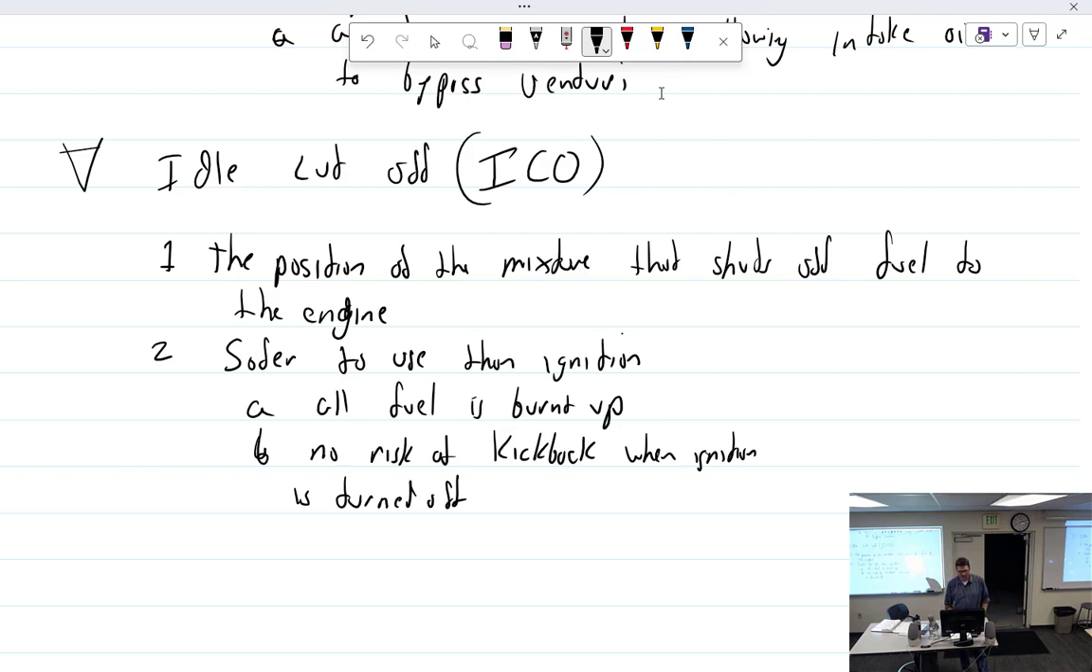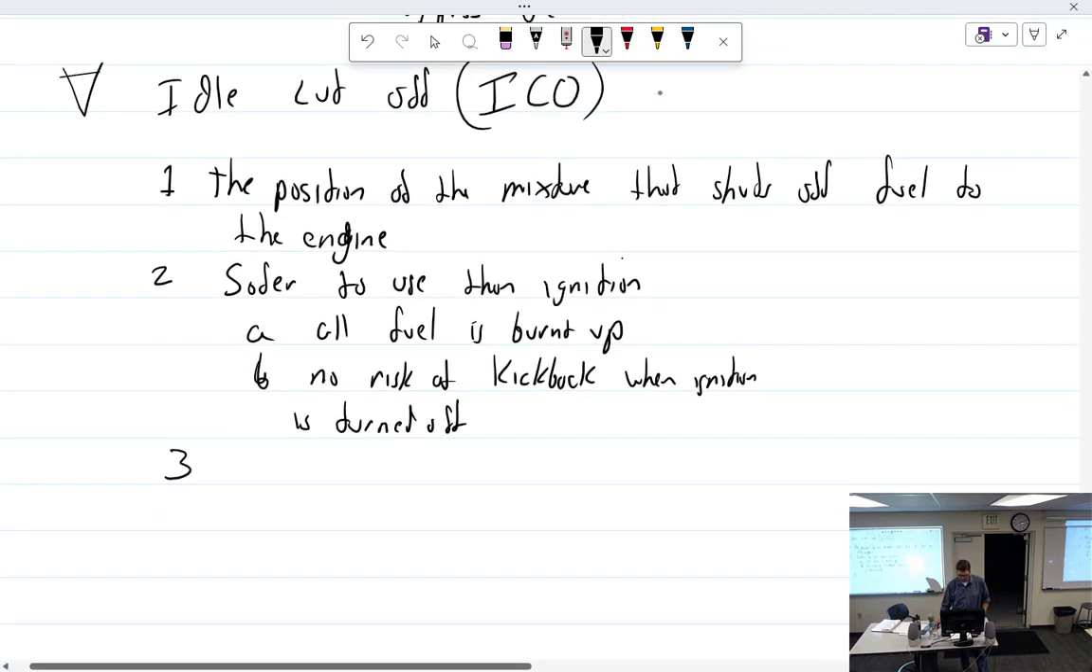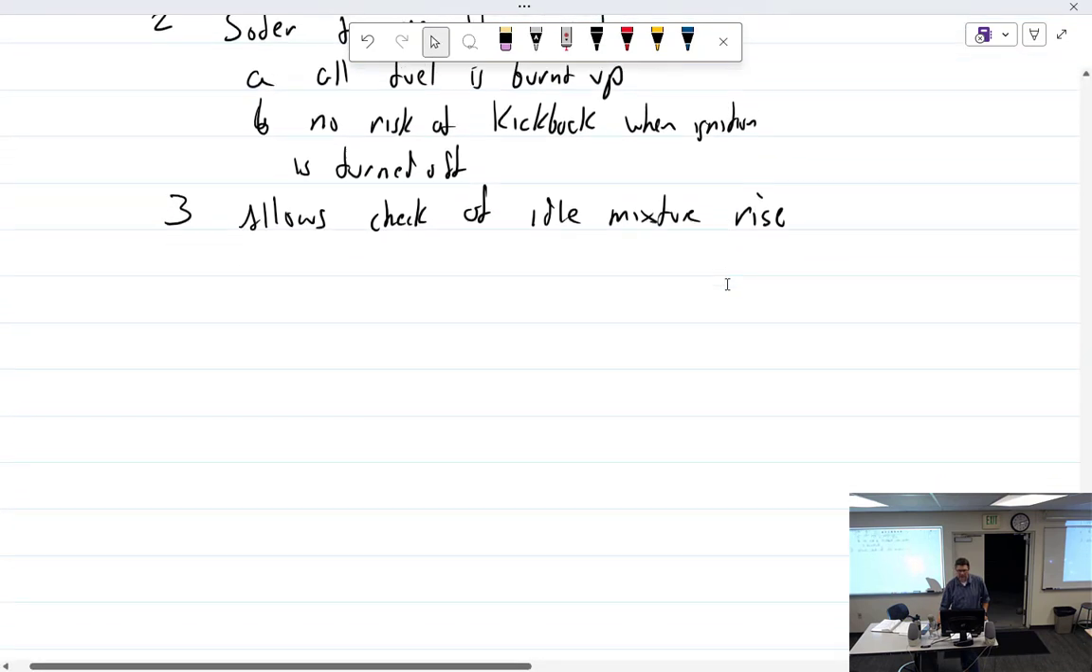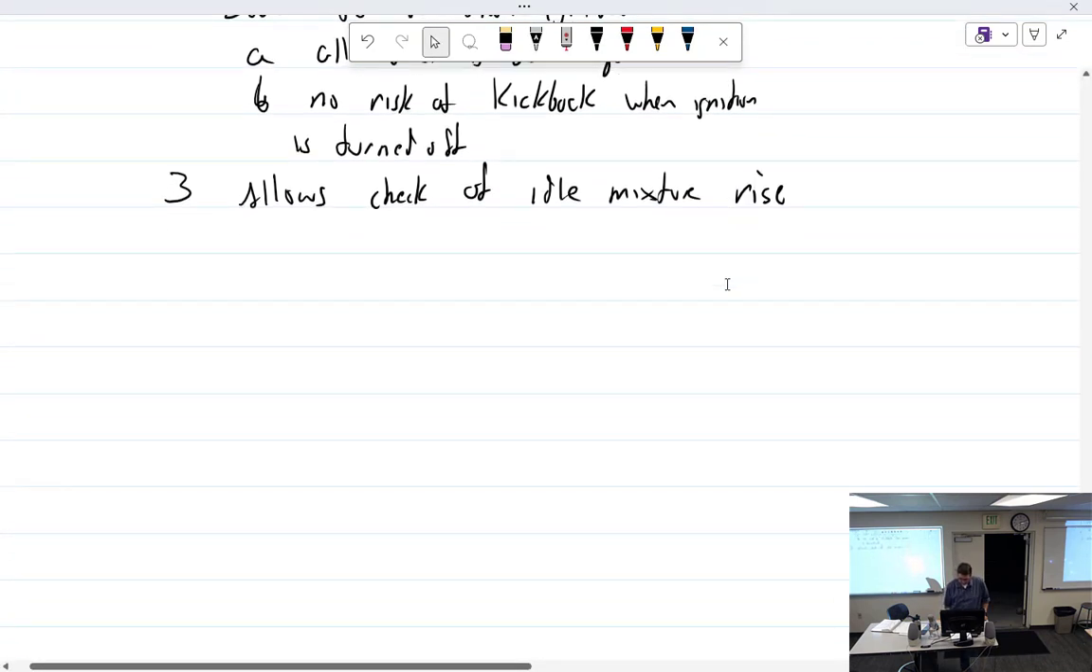So it's safer to use. And what was my third reason for doing it? It allows a check of idle mixture rise. What's idle mixture rise? A rise in RPM. Yep. RPM goes up right before it goes down. Okay.